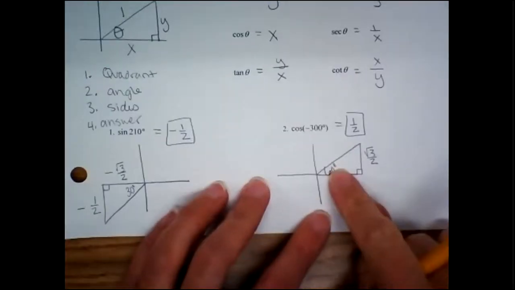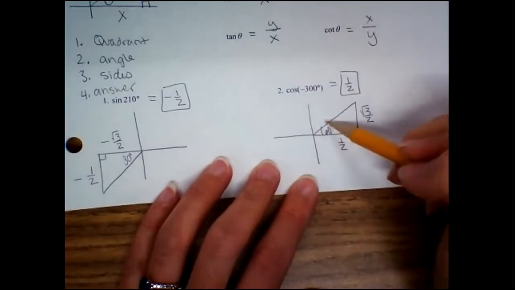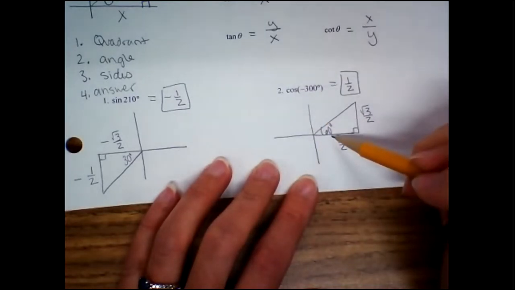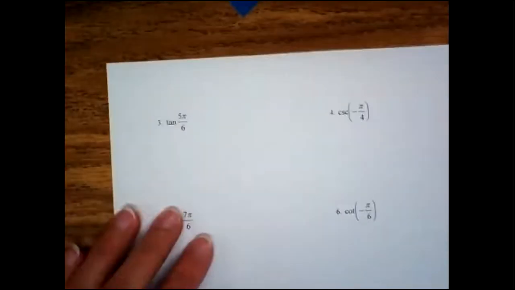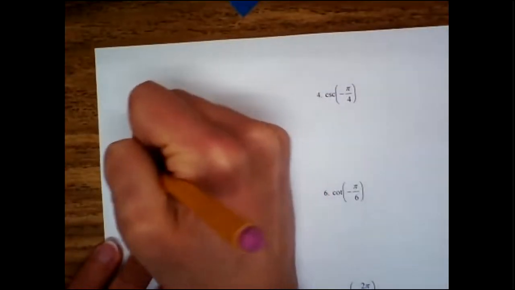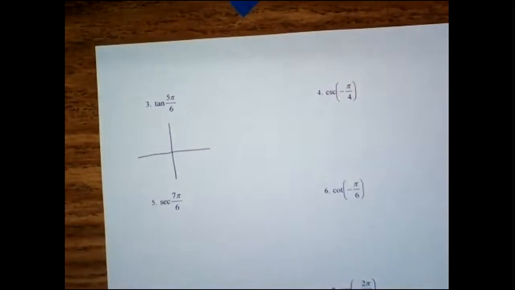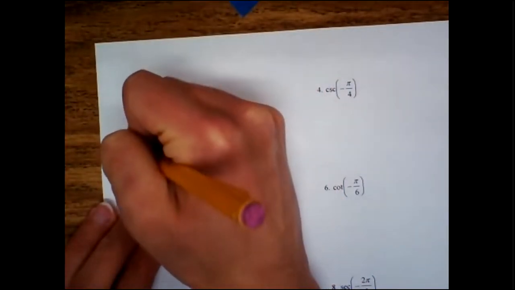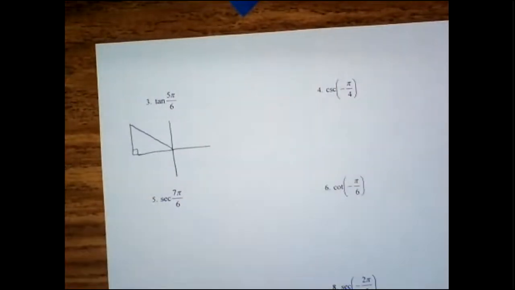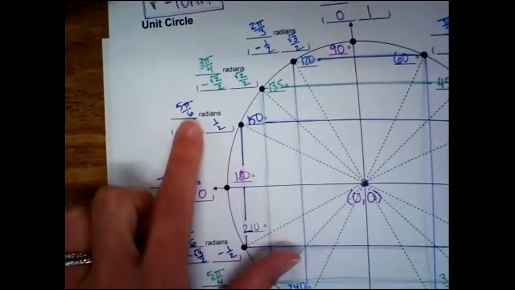For this angle, we went backwards 300, but the whole way around would be 360. So 60 is what was left. All right, 5 pi over 6. What quadrant are we in? 2. If you go 6 over 6, that's 1 whole pi. 5 over 6 means you didn't quite make it. And you can look back at your unit circle and see how 5 pi over 6 is right here.